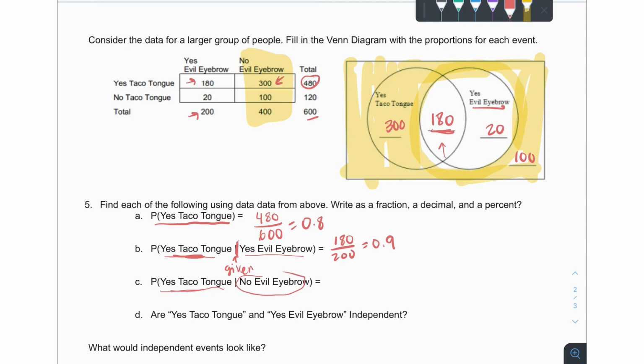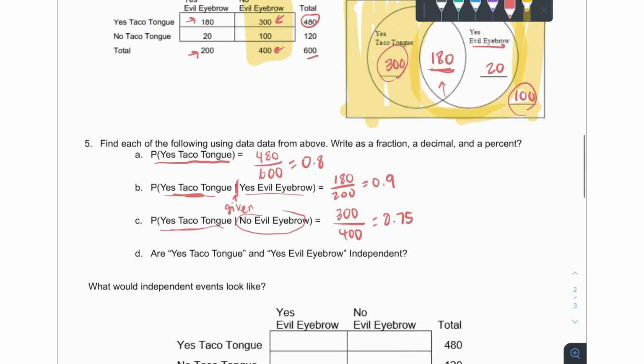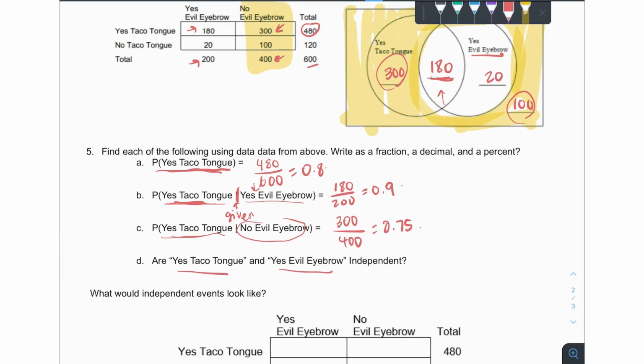So there are 300 taco tongue out of 400 total in the two-way table. And on my Venn diagram, 300 can do taco tongue out of 300 plus 100, which is 400 total. So 300 out of 400 is 0.75. Then it says, are yes taco tongue and yes evil eyebrow independent? Because these are all different probabilities, that means no, not independent.